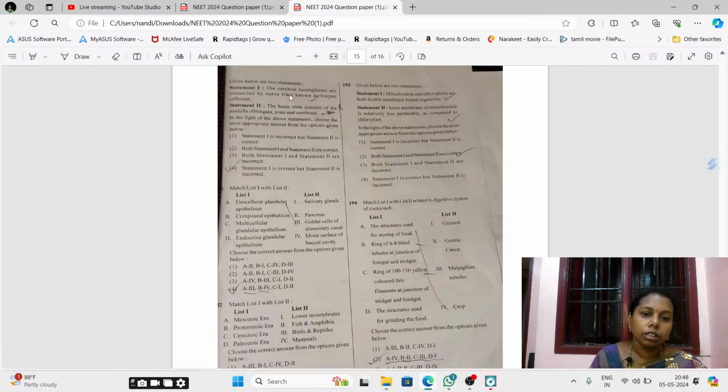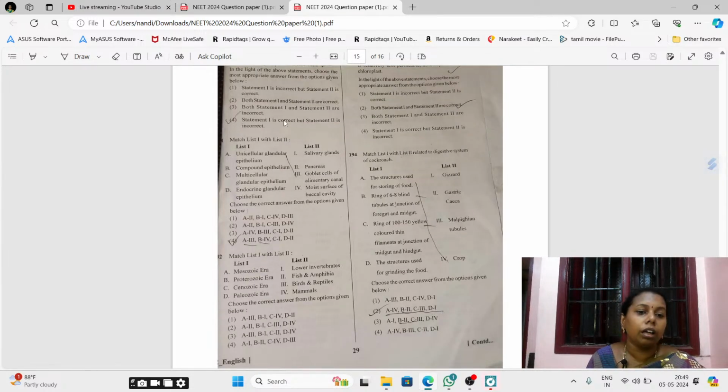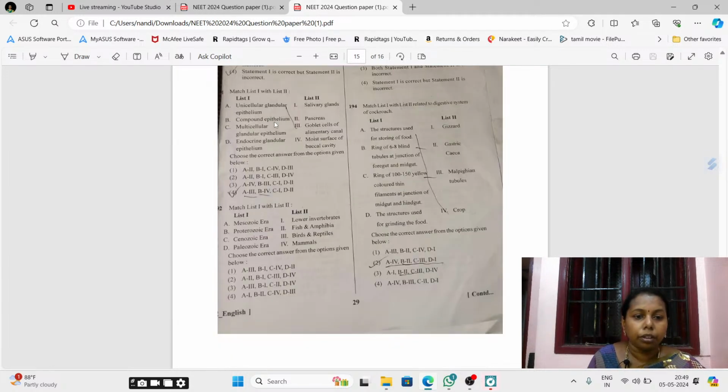190. The cerebral hemispheres are connected by a nerve tract known as corpus callosum, correct. The brain stem consists of the medulla oblongata, brain, cerebrum. No, wrong. So statement 1 is correct. Statement 2 is incorrect. Midbrain is also there in the brain stem.